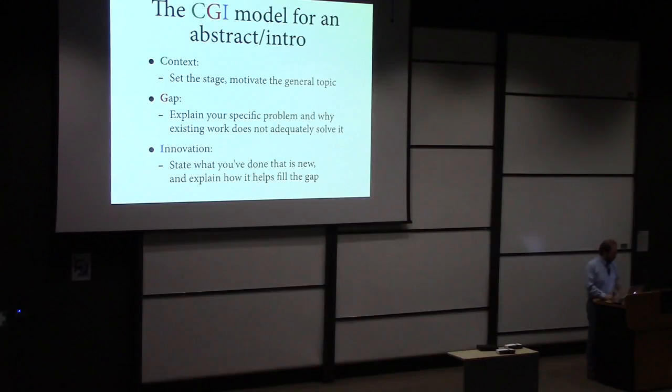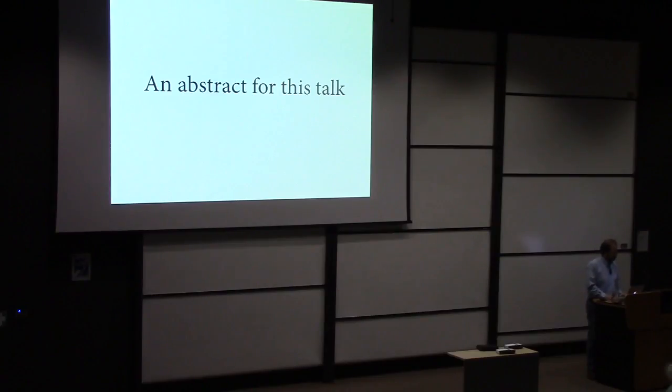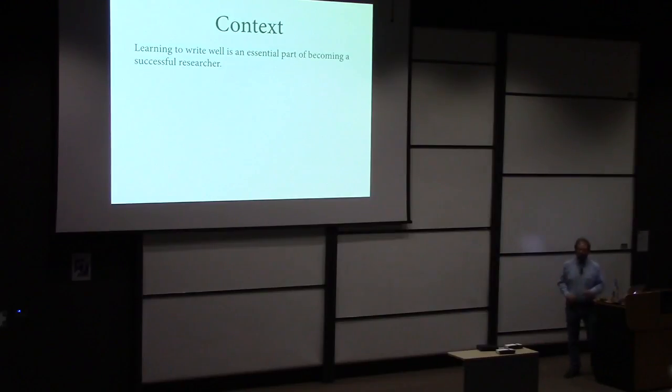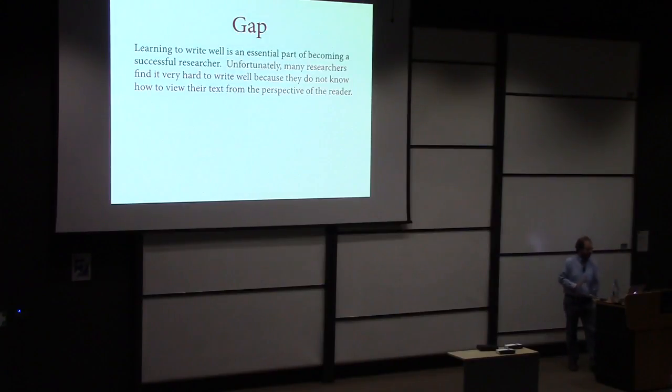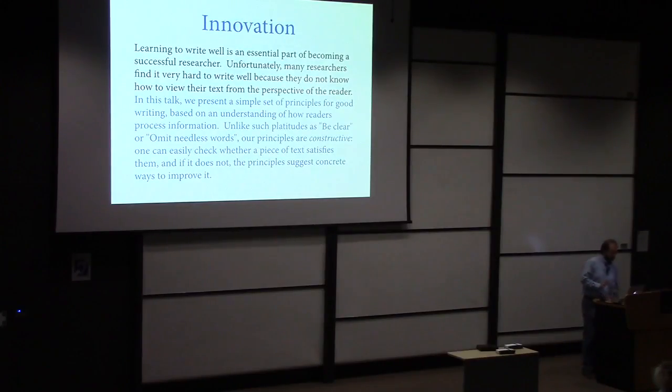Okay, so just to give you an instance of this, it's hard to give long examples from papers. I'll just give you sort of an abstract for this talk that I'm giving you today. Or actually, that's really for the writing part of this talk. So, context. Learning to write well is an essential part of becoming a successful researcher. Unfortunately, many researchers find it very hard to write well because they do not know how to view their text from the perspective of the reader. In this talk, we present a simple set of principles for good writing based on an understanding of how readers process information. Unlike such platitudes as be clear or omit needless words, our principles are constructive. One can easily check whether a piece of text satisfies them and blah, blah, blah.